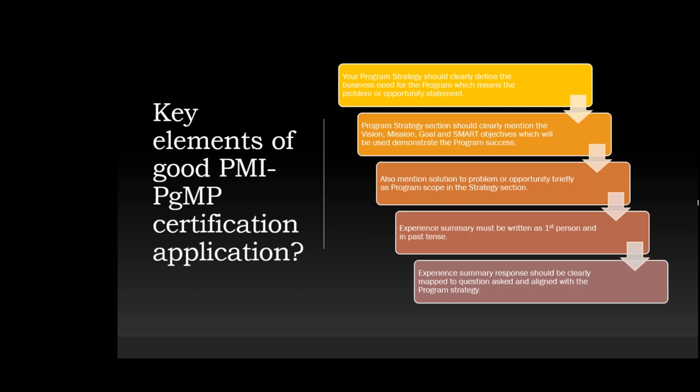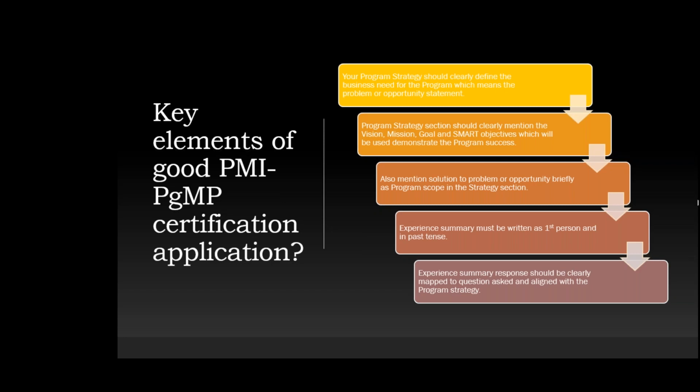Another element is to mention the solution to the problem or opportunity briefly as the program scope in the strategy section. Now, you have already defined the business need, the problem or opportunity statement, in your strategy section. You have already defined the vision, mission, goals, and objectives of that particular program and portfolio. As a panel reviewer, I also would like to see the solution to that particular business need. How is this program going to address that business need, that problem or opportunity?